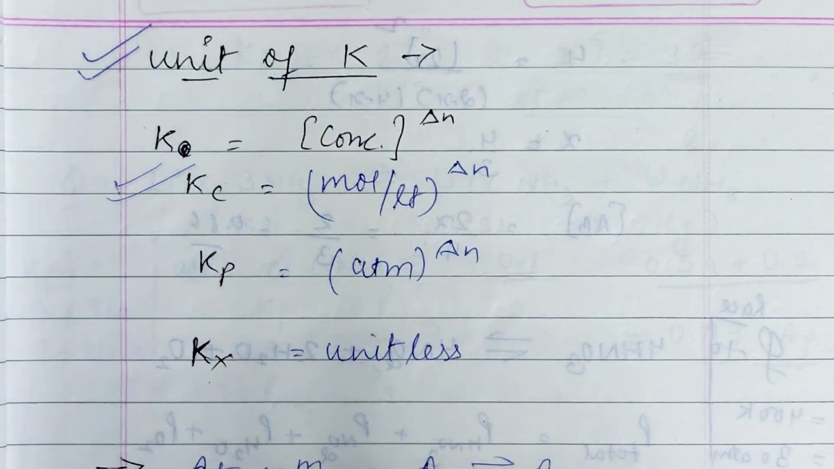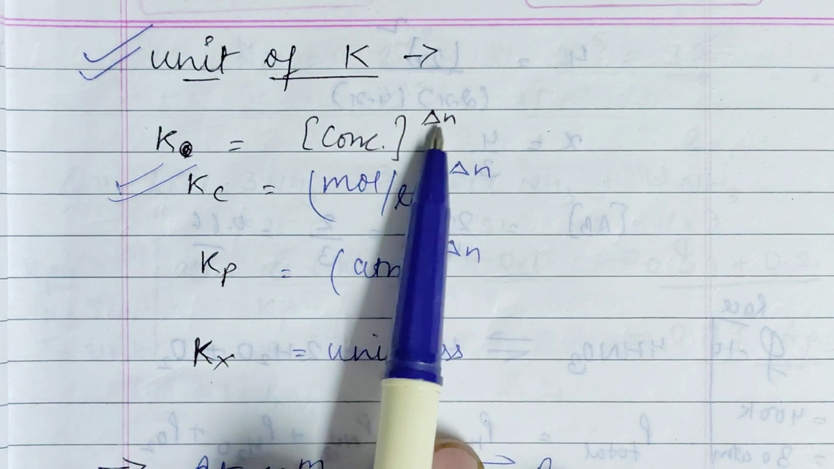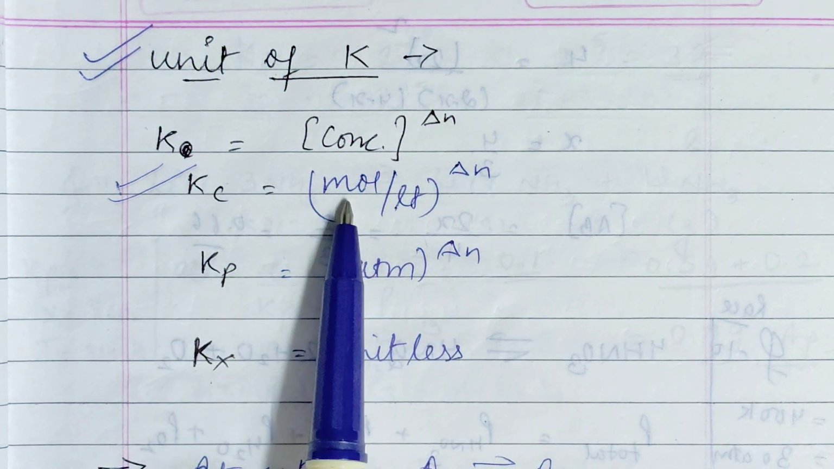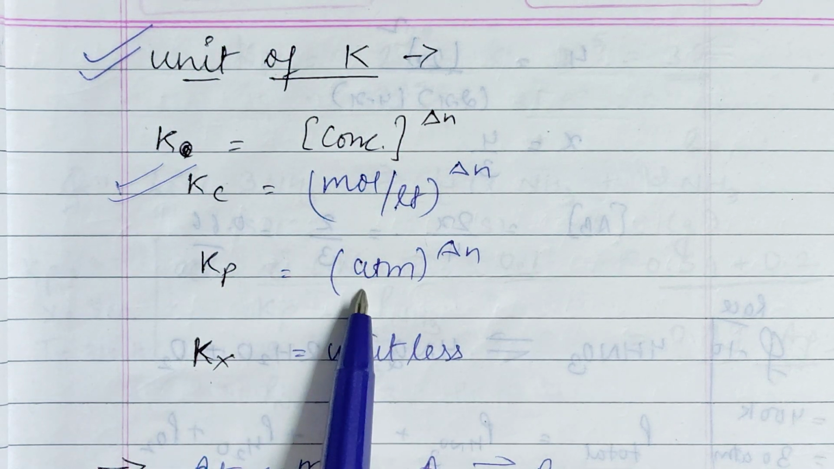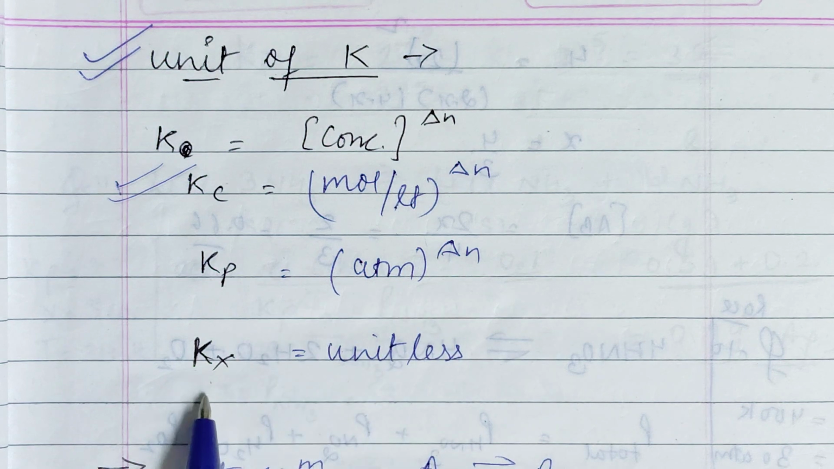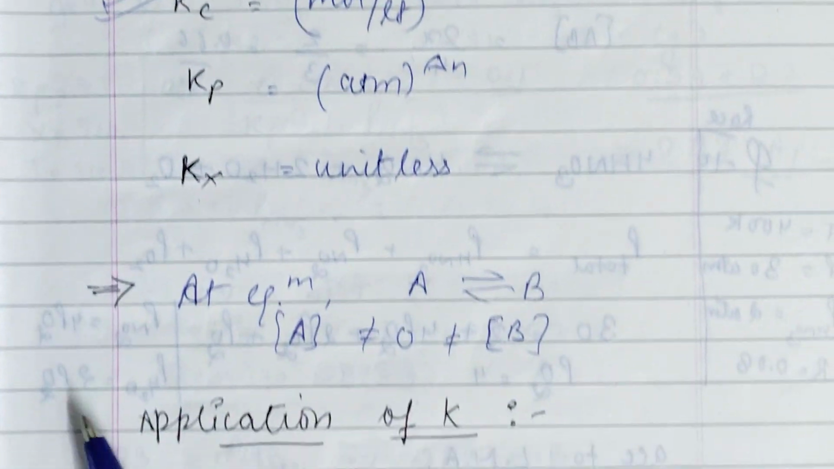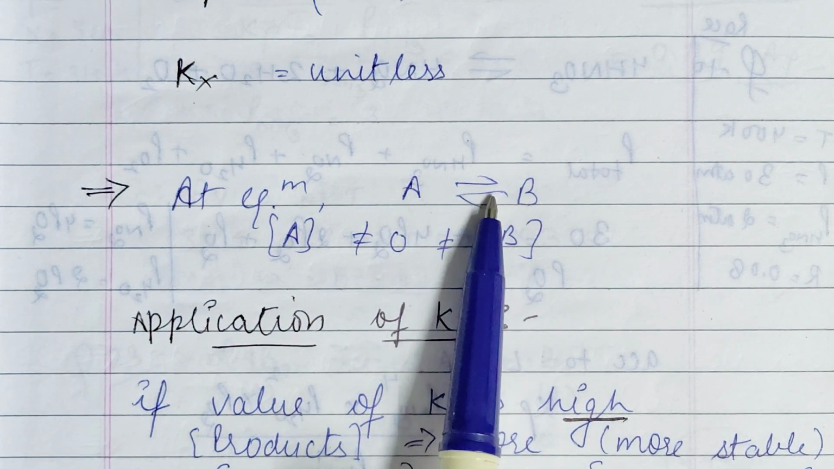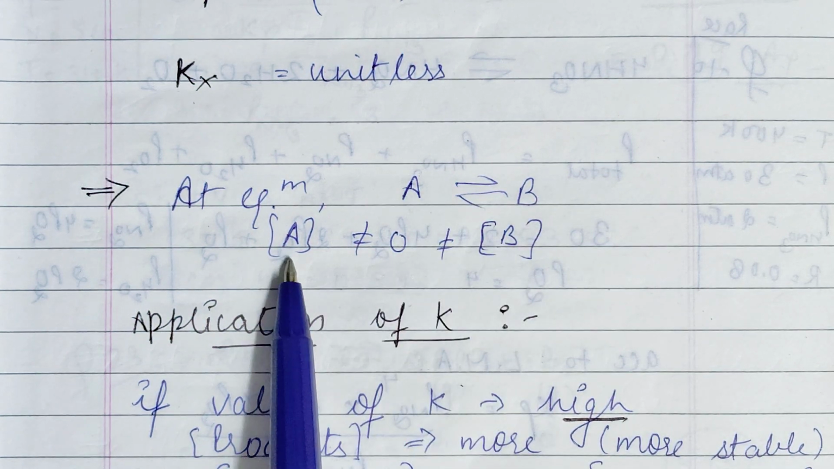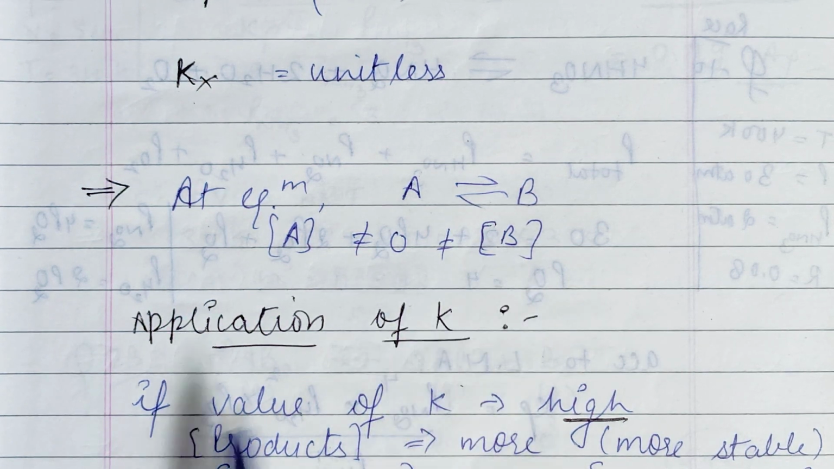Next is the unit of K. K is equal to concentration power delta N. So Kc equals mole per liter power delta N. Kp equals atmospheric pressure, atm, power delta N. Kp has a unit, and the unit of Kx is unitless. So at equilibrium, A and B are formed in both directions. So the concentration of A is not equal to 0, and not equal to the concentration of B.